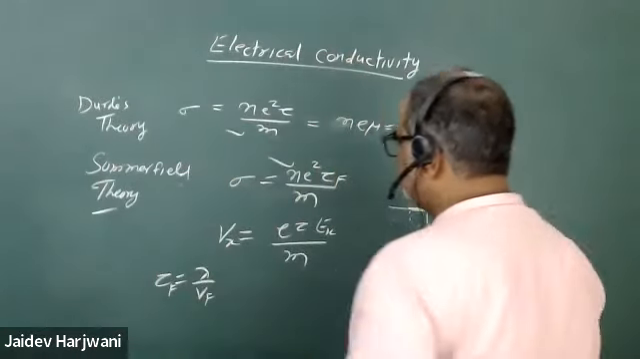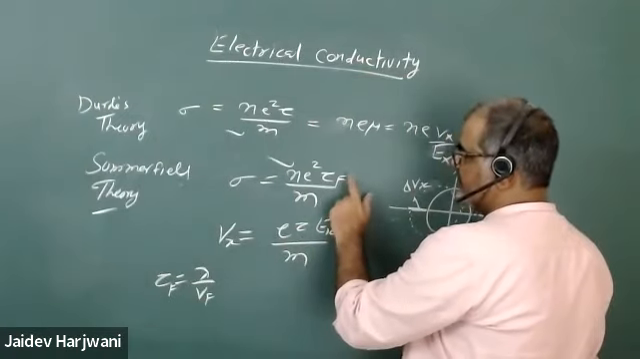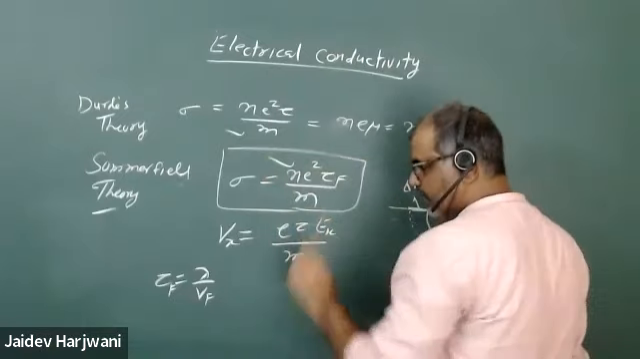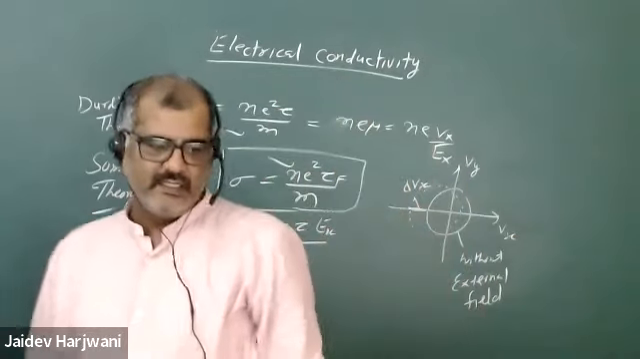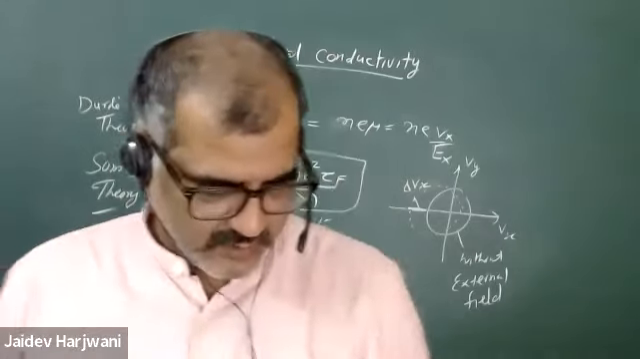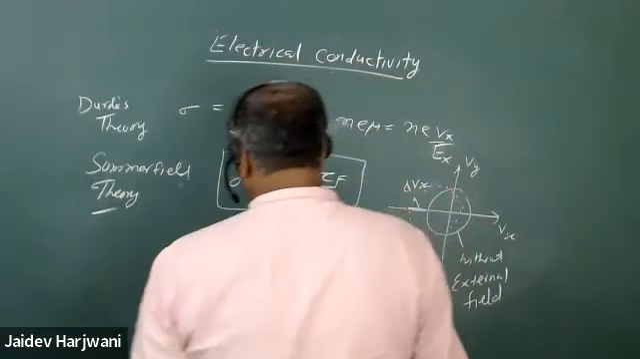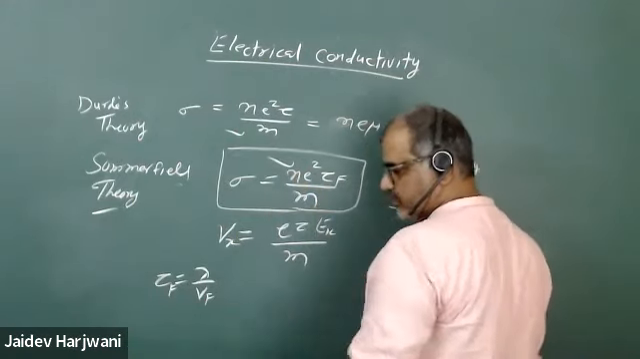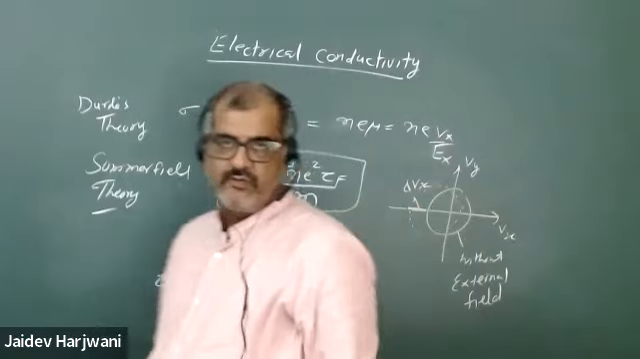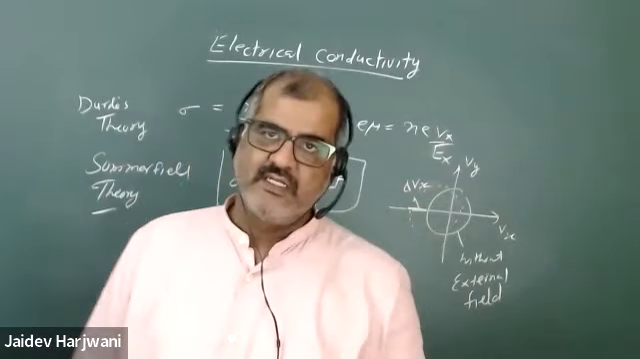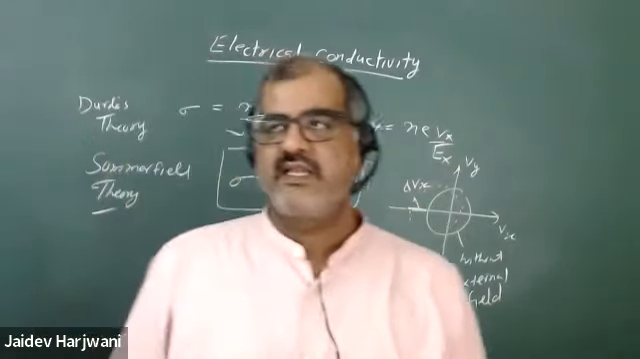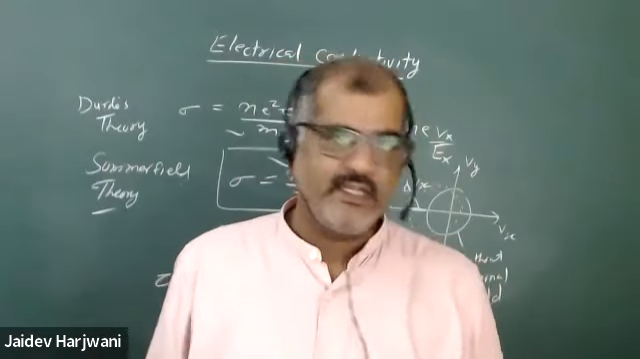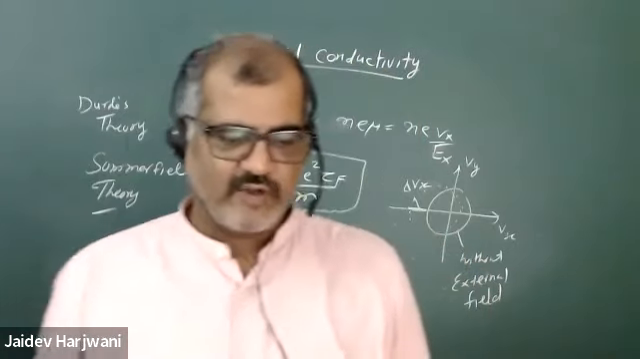So in Sommerfeld theory we are getting only this relaxation time. Now the important point in electric conductivity is its dependence on temperature. Even though we are using the formula sigma equals n e square tau upon m, here we are using the concentration of all the electrons. When we do band theory, we will see that not all the electrons present in the solid contribute to the electric conductivity, only a fraction of electrons contribute.